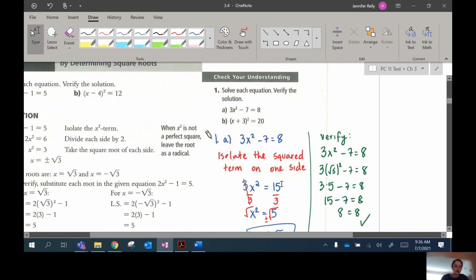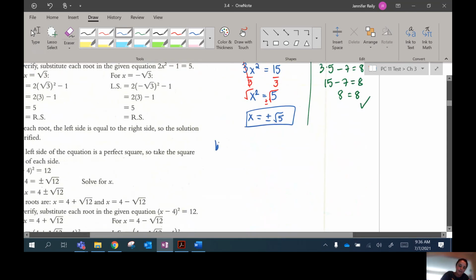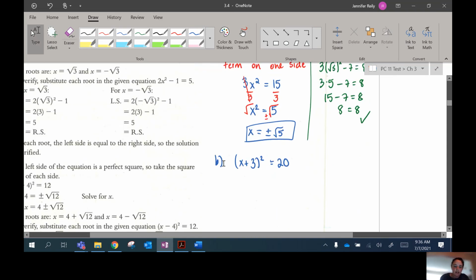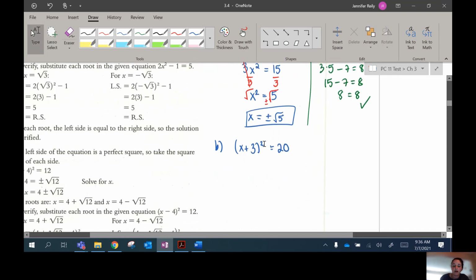Okay, let's do B. It looks a little bit different. B says x plus 3 squared equals 20. So what we said was isolate the squared term on one side. We actually have that already. We have the something being squared on the left-hand side, and we have 20 on the right-hand side. So we can go ahead and take the square root of both sides right away here.